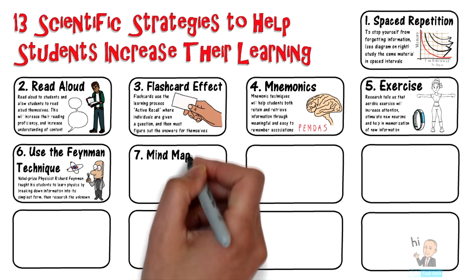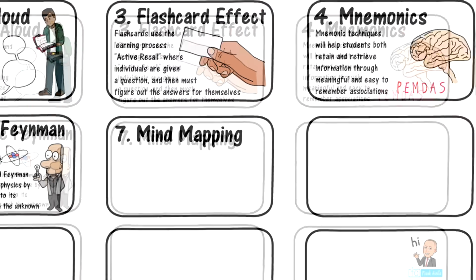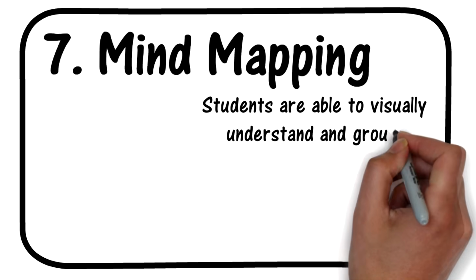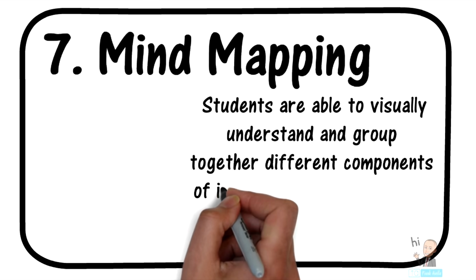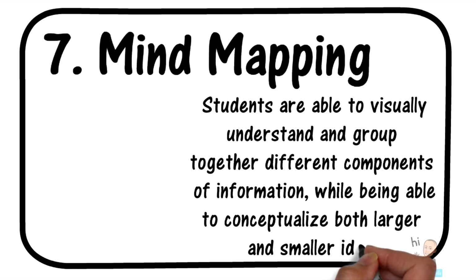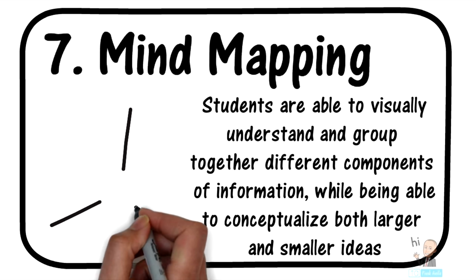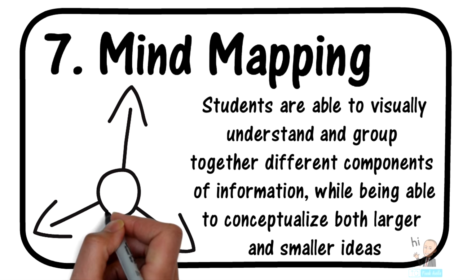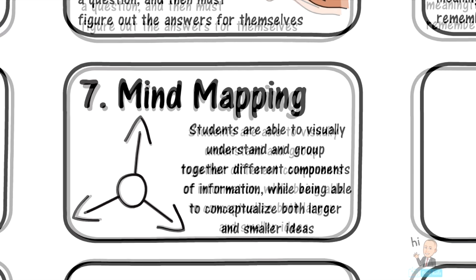Number 7, mind mapping strategies. With mind mapping, students are able to visually understand and group together different components of information, while being able to conceptualize both larger and smaller ideas. There are many different ways to mind map. Unfortunately, most students never learn and are never taught how to mind map.